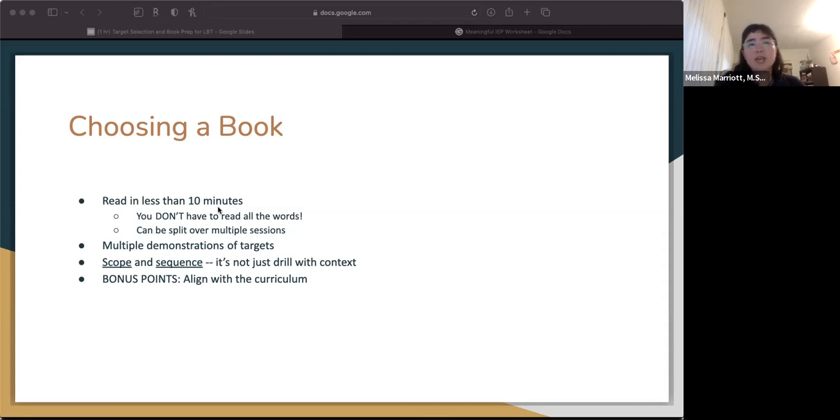I want to choose a book that has lots of demonstrations of the target that I want them to practice. Again, this is really flexible, and we'll talk about how, when we go through the book, the targets can be implied. They don't necessarily have to be explicit in the text.